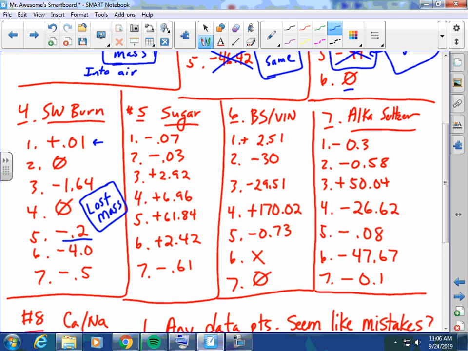Okay. Let's go on to sugar dissolving. So I've got AJ. AJ, did you guys say that there's any data for station 5 that we might want to get rid of? So station 5 here, you think there's any data we should get rid of there?